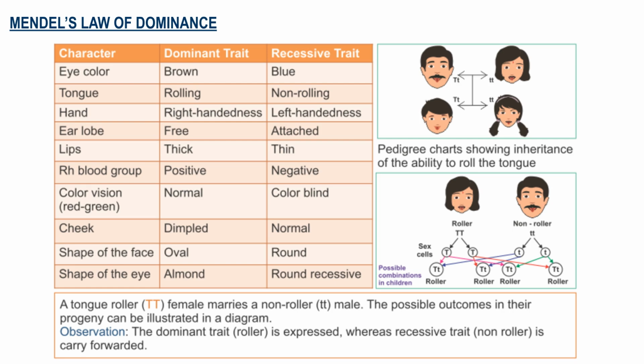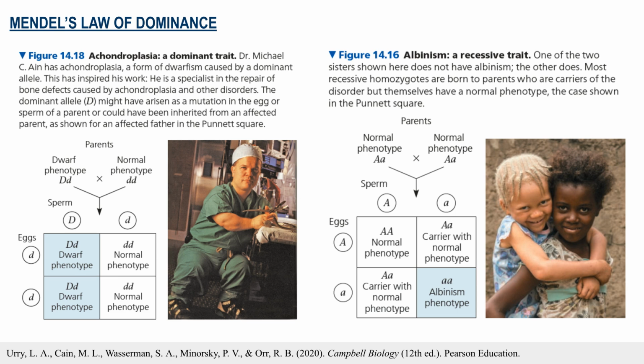The table illustrates common inherited traits in humans often used to explain dominance. Dominant traits include brown eyes, tongue rolling, free earlobes, Rh-positive blood, and dimples. Recessive traits include blue eyes, non-rolling tongue, attached earlobes, Rh-negative blood, and colorblindness. These examples help reinforce that dominant traits are expressed with just one dominant allele, while recessive traits require two recessive alleles. Mendel's law of dominance states that when two different alleles for a trait are present in a heterozygous individual, the dominant allele is expressed while the recessive allele is masked.